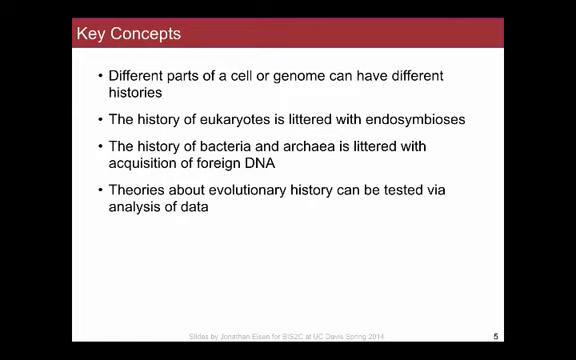And I'll try and highlight these as we go through them, but there are four key concepts related to the lecture today. One of them is that we've already talked about this: different parts of a cell or genome can have different histories. Another is something we've also referred to, at least in terms of the organelles, but the history of eukaryotic evolution contains many, many examples of these endosymbioses, bringing another cell inside of the eukaryotic cell.